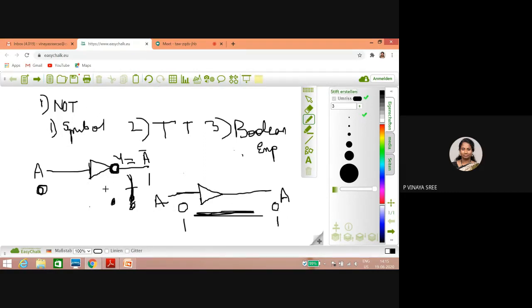We have discussed the symbol. We have discussed the truth table. We have also discussed the expression. The expression is A dash.